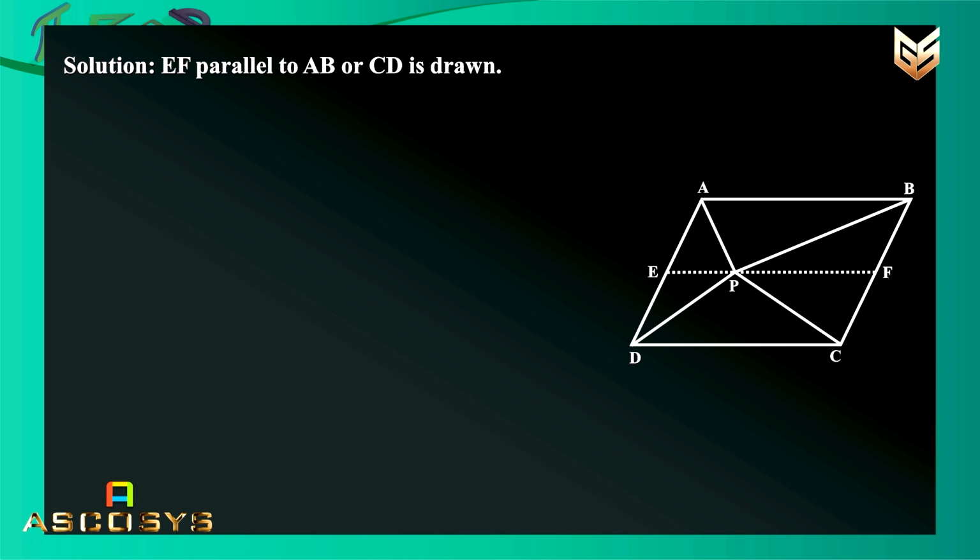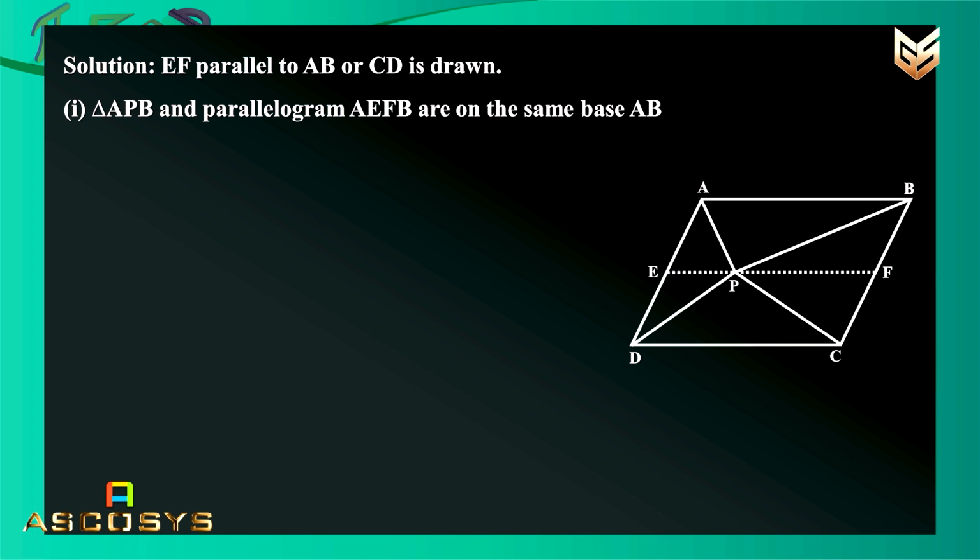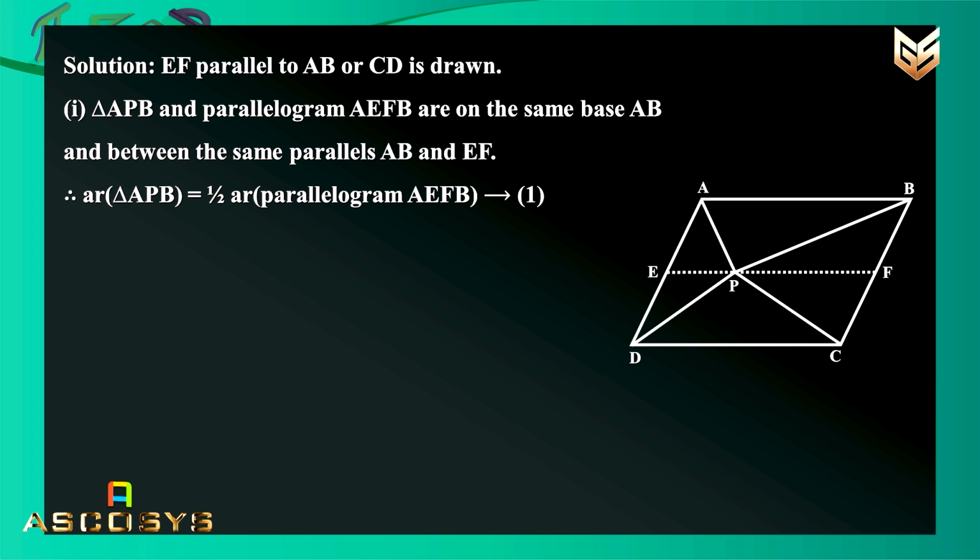If it is parallel to AB, then it is also parallel to CD. Why? Because AB and CD both are parallel. Now, for the first solution, here we have triangle APB and parallelogram AEFB on the same base AB and between the same parallels AB and EF. So, we can say area of triangle APB is equal to half of the area of parallelogram AEFB. Let it be equation number 1.